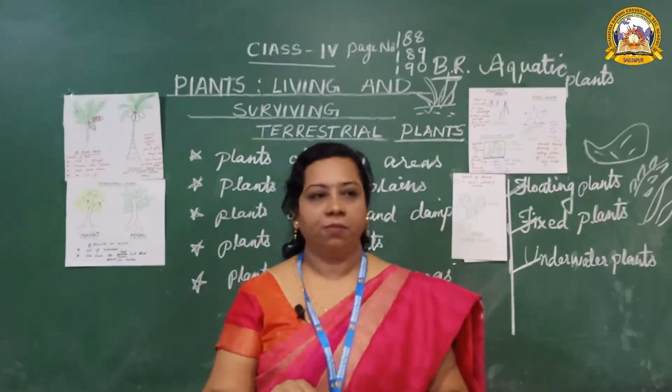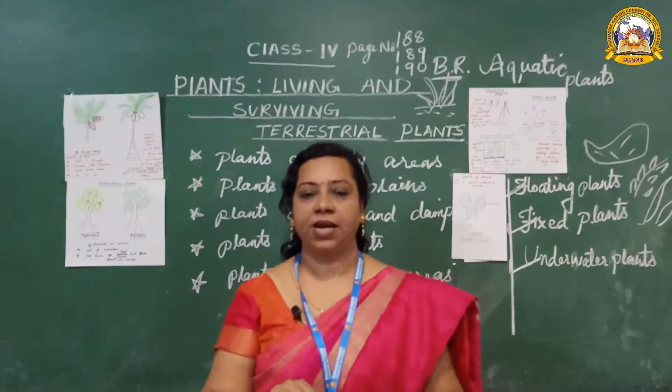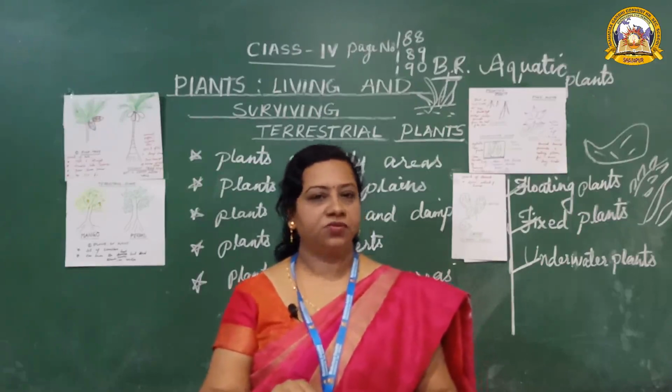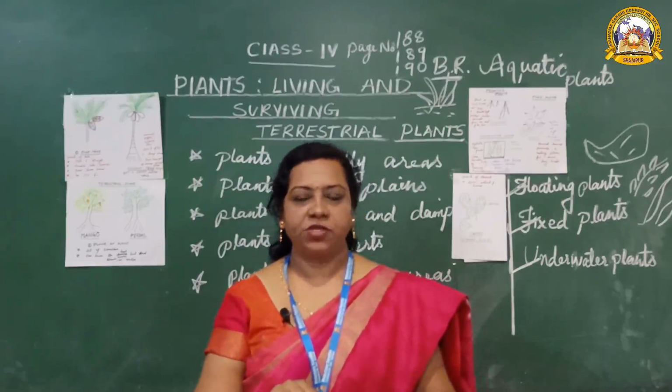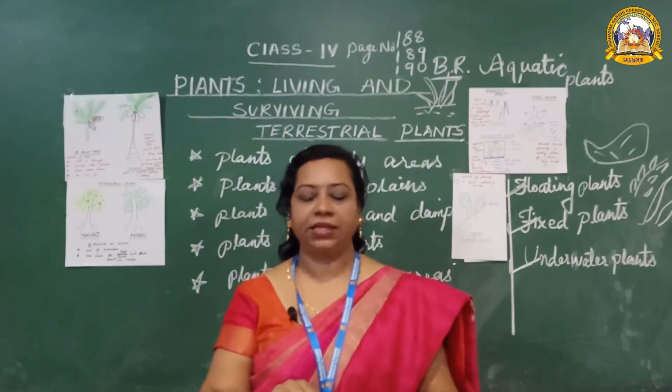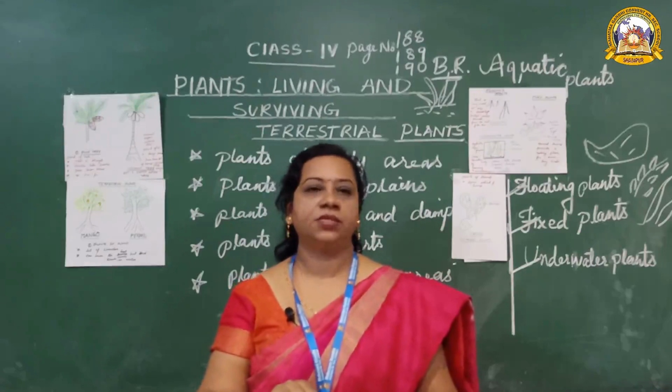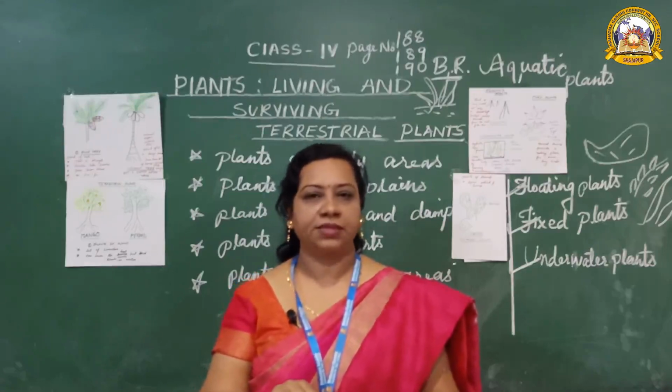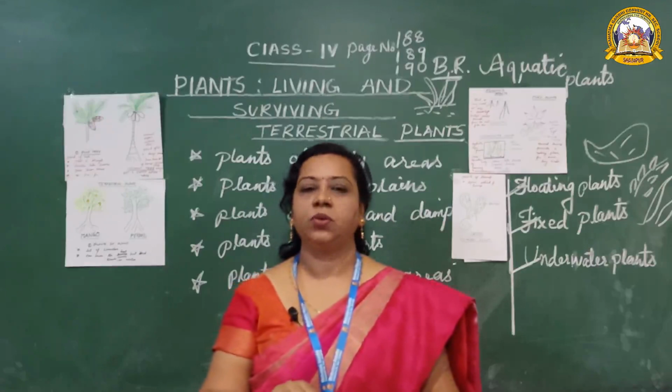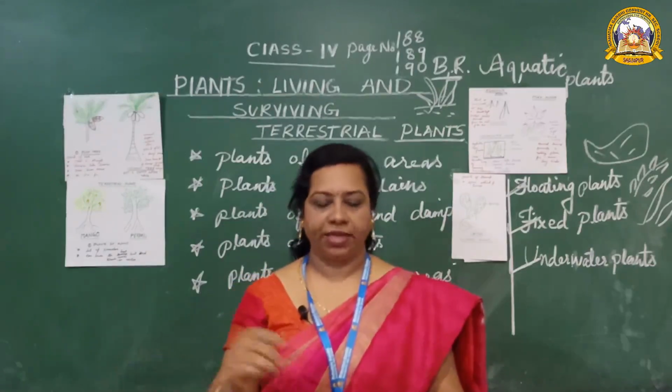Next one was marshy areas. There are also plants known as mangroves. They have one special feature: the roots are breathing roots, because the soil is covered with water. Therefore, roots come out to breathe.